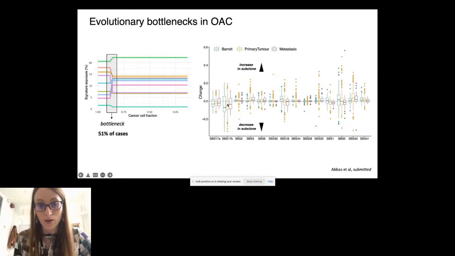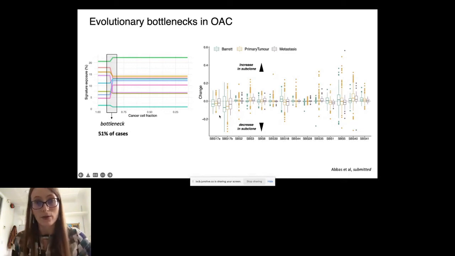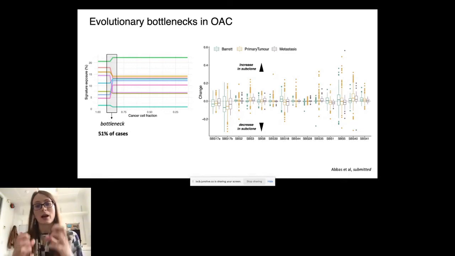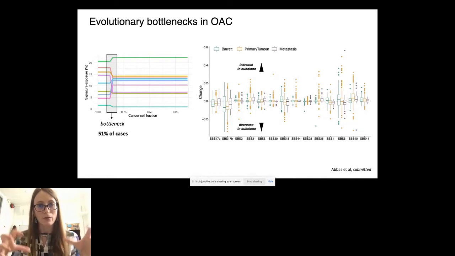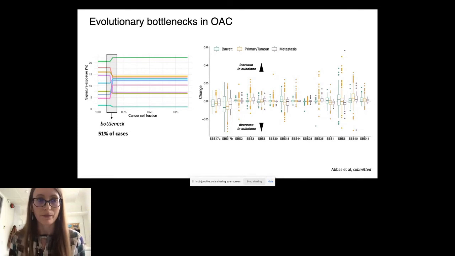And what we see predominantly with signature 17, there are 2 of them, A and B, is that both of them tend to decrease at the subclone or at the evolutionary bottleneck. So that means they become less intense during cancer evolution at a later time point. We still don't know why this is happening, but it's quite interesting. It's suggesting that it may be replaced by other processes or maybe mediated by inflammatory processes or drug treatment.